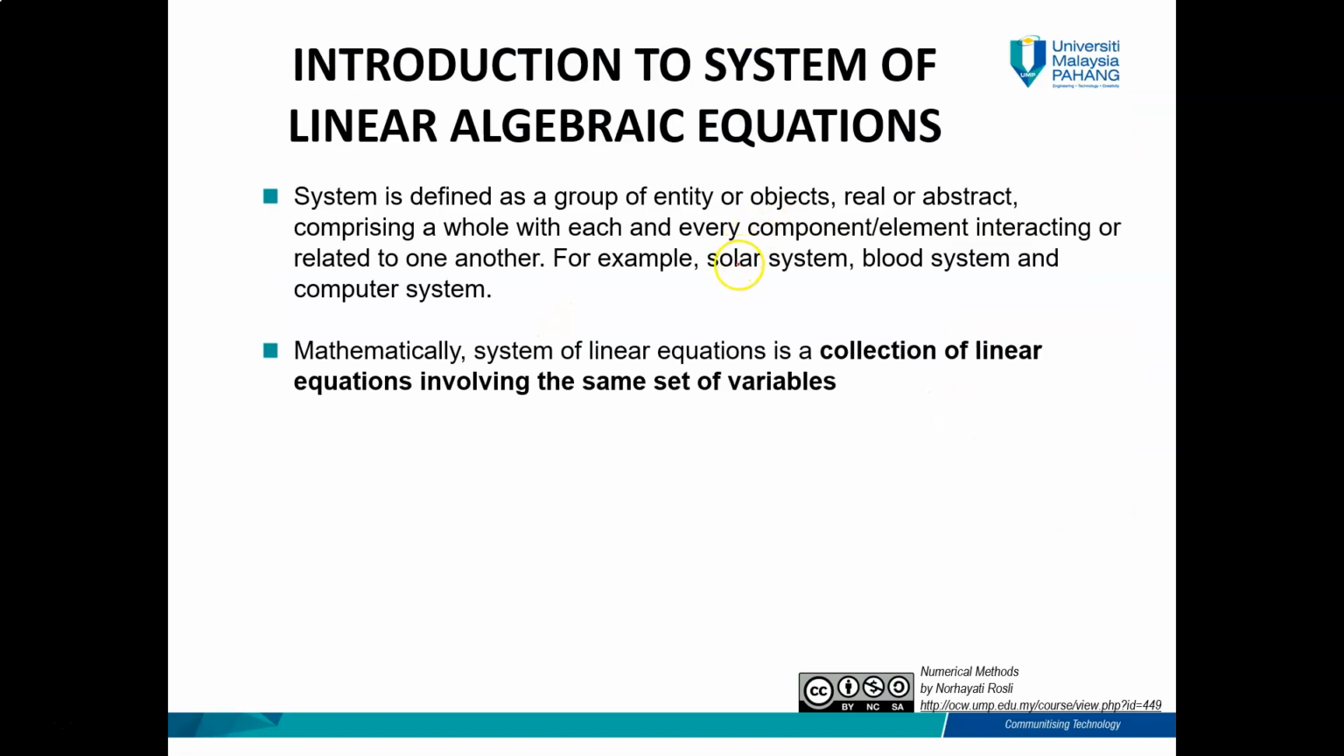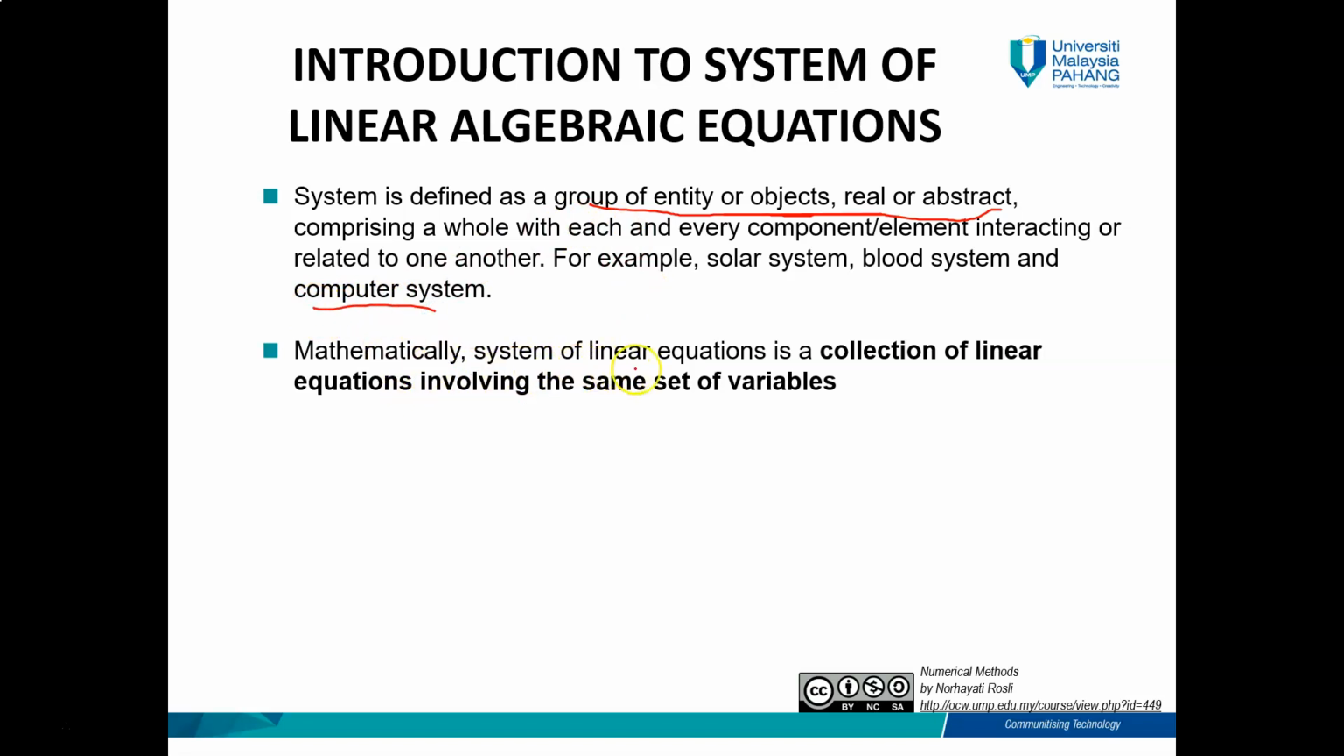What does it mean by linear system? Here we define a system first. A system is defined as a group or entity of objects, real or abstract, comprising a whole with each and every component of the element interacting with each other. For example, the solar system is a system because the planets interact with each other. Also, the blood system in our body is a system. And also, for example, we have a computer system.